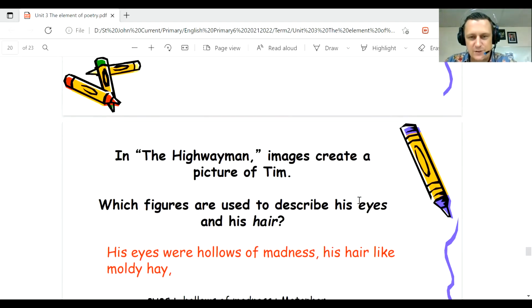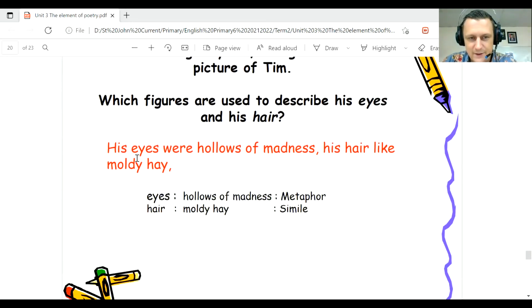Okay, right. So in The Highwayman, images create a picture of Tim. Which figures are used to describe his eyes and his hair? His eyes were hollows of madness, his hair like moldy hay. Well, hay is kind of rough and messy, right? It's not a beautiful thing to see.